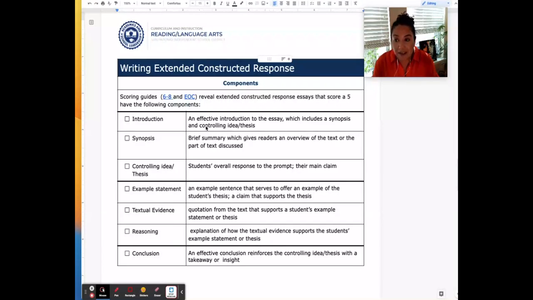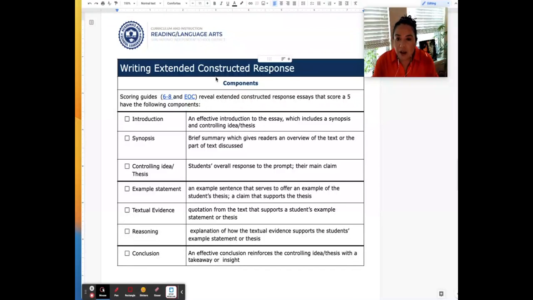This is an overview of the components that we found consistently in high scoring essays in both middle school and EOC tests. And we thought that it would be good to share the exact documents with you and review what we saw so that you can make decisions for your own students on how to go about teaching the extended constructed response for the purposes of STAAR.